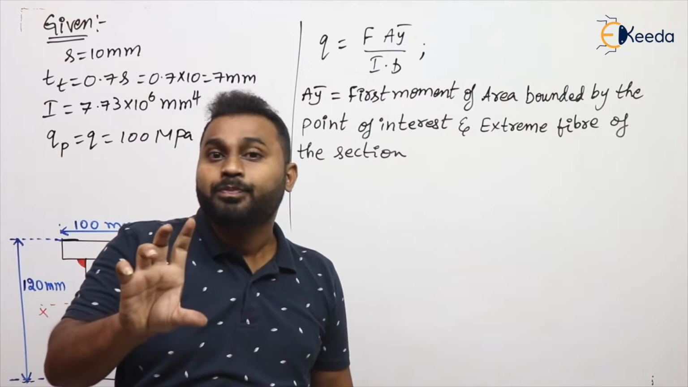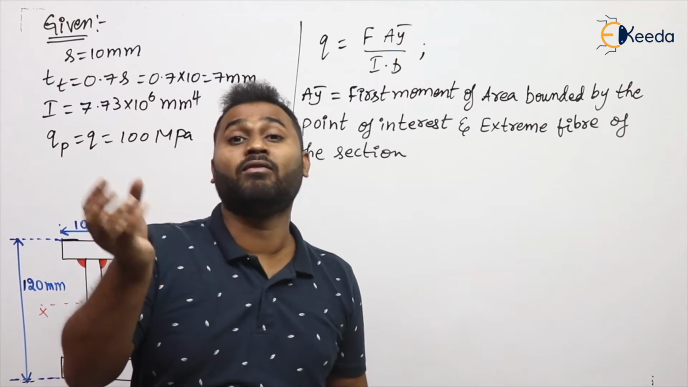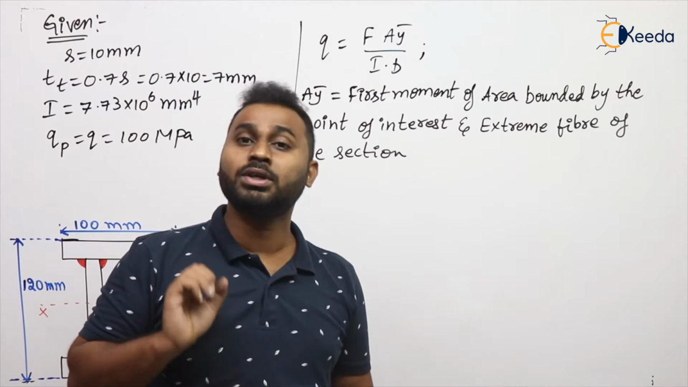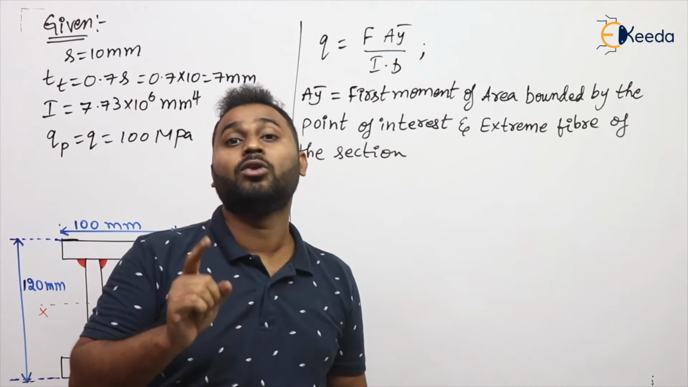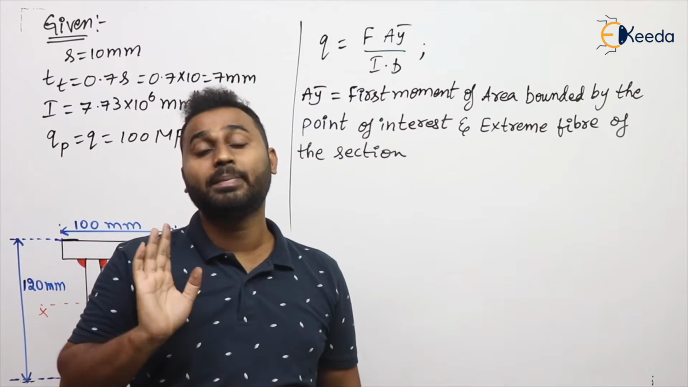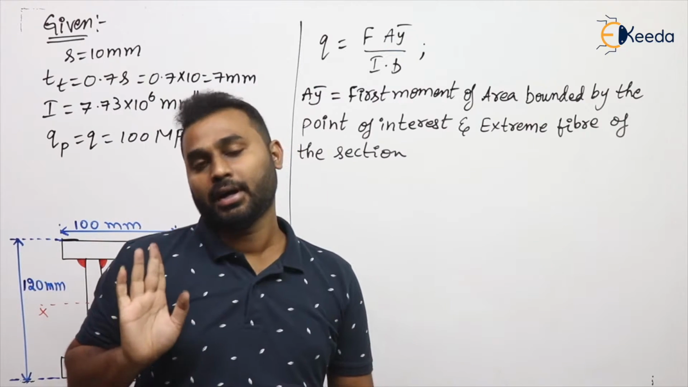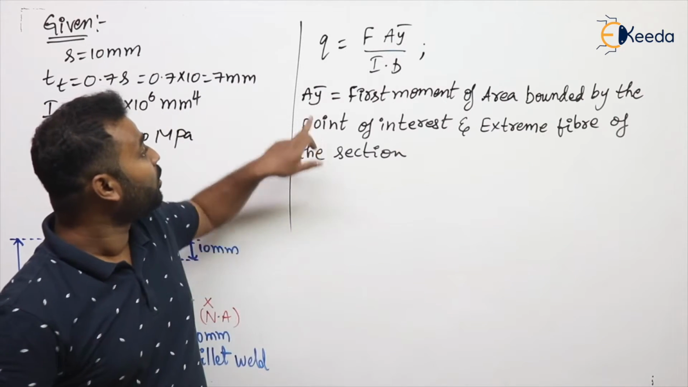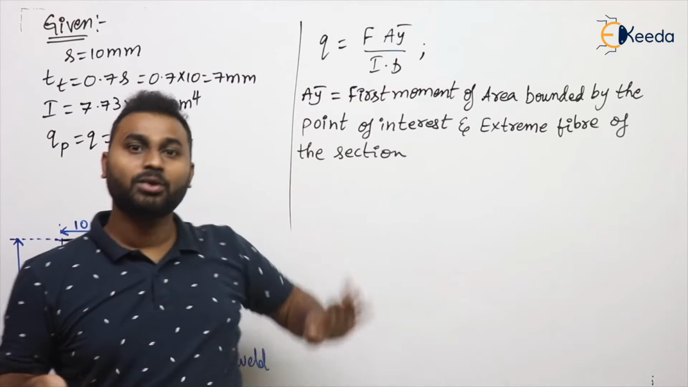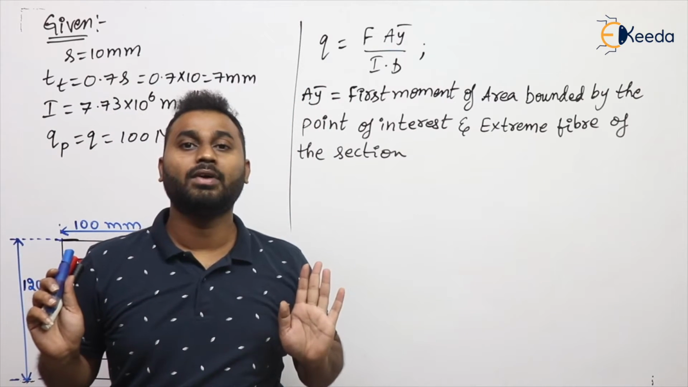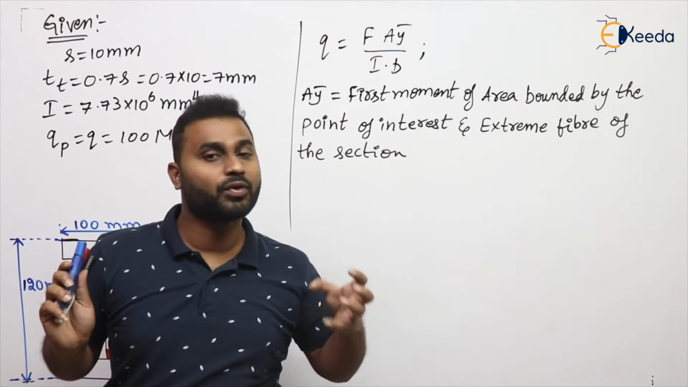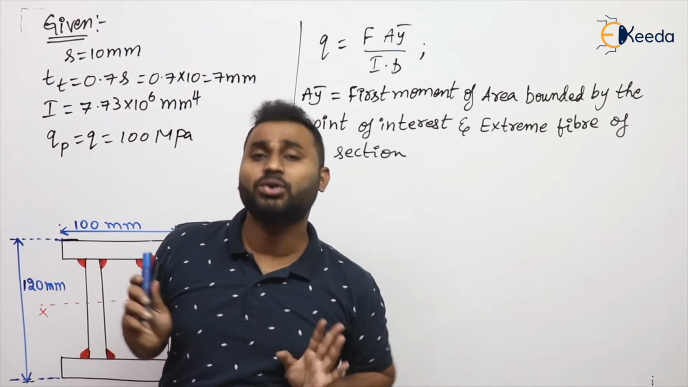Now here we have to choose b wisely. We have to choose b perfectly, then only we will get the correct answer. Now how to choose the b? This is the point here. How to choose the b and how to find A y bar? That is where answering this question lies. If you know these things, then we can answer the question very easily.